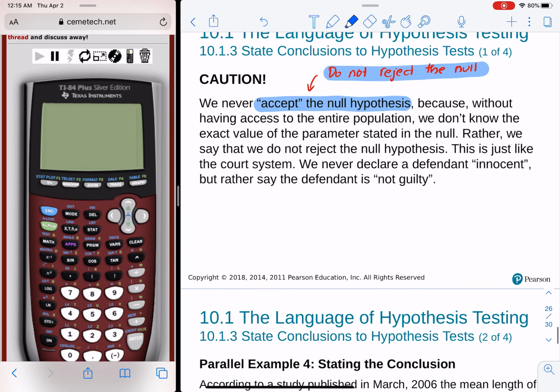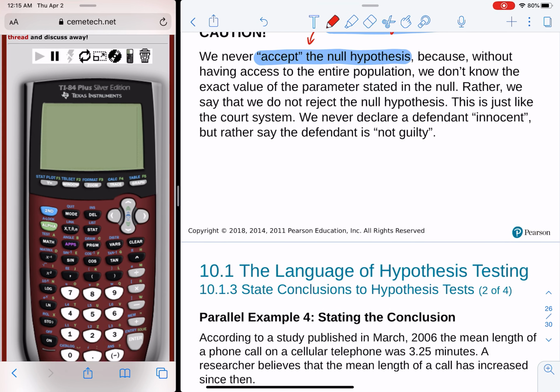We always state our conclusion in one of two ways. We either reject the null, or we do not reject the null.